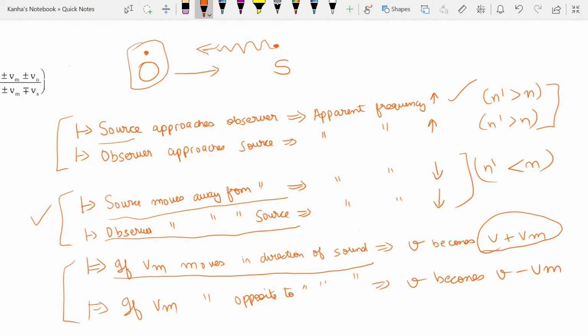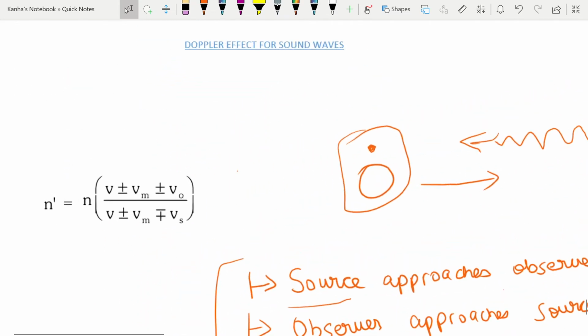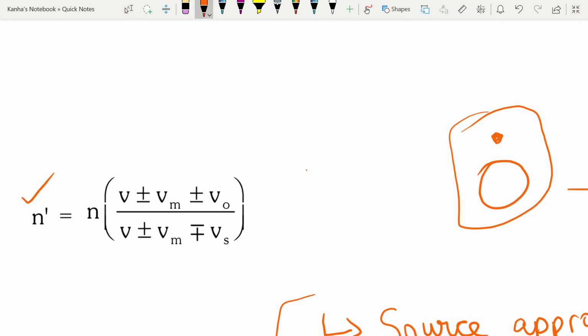So instead of v you will be writing v plus vm. However, if it's in the opposite direction to the velocity of sound, you will write v minus vm. Okay, with this in mind we look at the formula. Your apparent frequency, or the frequency that the observer hears, is equal to your actual frequency into, in the numerator, velocity of sound plus minus vm, velocity of medium. So if the velocity of medium is in the direction of velocity of sound, you will have v plus vm, and otherwise v minus vm.